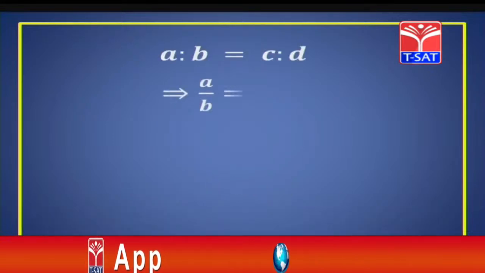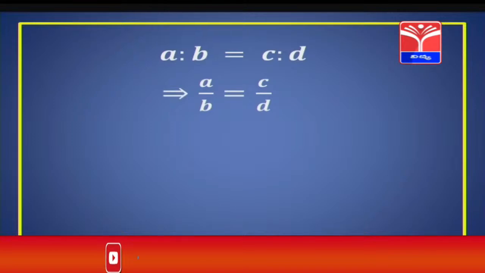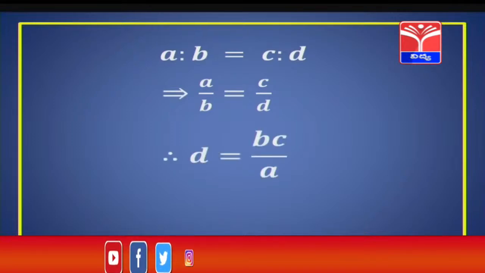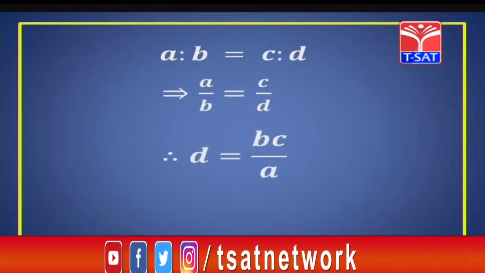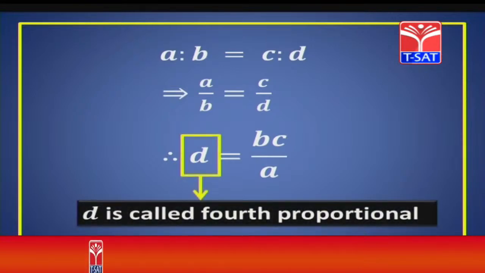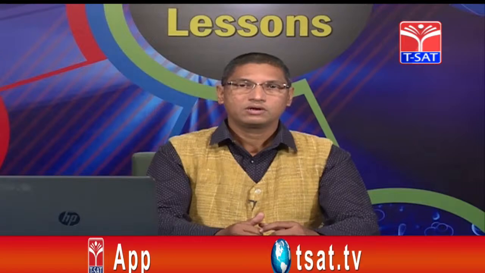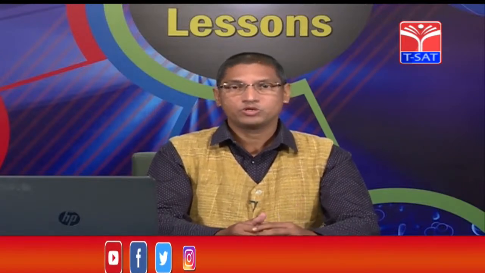Now, let us consider A is to B equal to C is to D, which implies I can write A by B is equal to C by D. From this, what is the value of D? Yes, it is B into C divided by A. Now, this D is called the fourth proportional. Children, I hope you have learned the concept of proportion. Now, let us learn some other concepts also related to proportion.